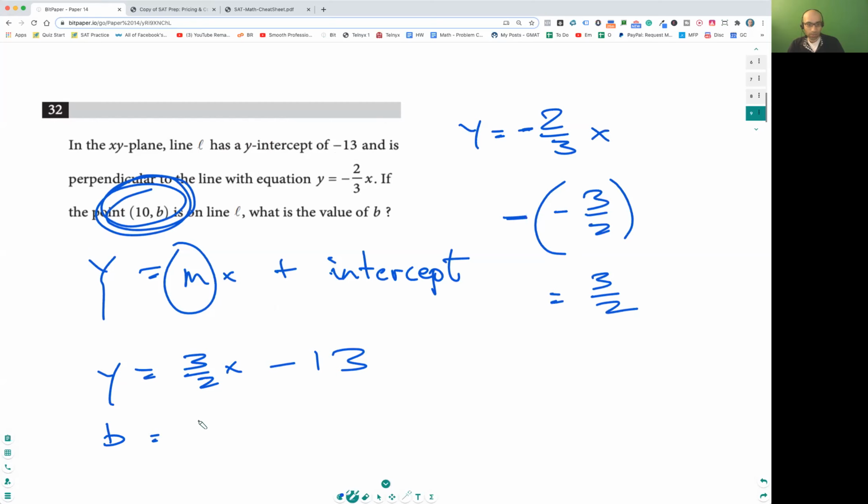B is equal to 3 over 2 times 10 minus 13. Okay, so that gives you 3 over 2 times 10 minus 13, right? So 2 times 5 is 10, so 3 times 5 is 15 minus 13, and that's equal to 2. Okay, so well done, Joel, Rosie, Lad.